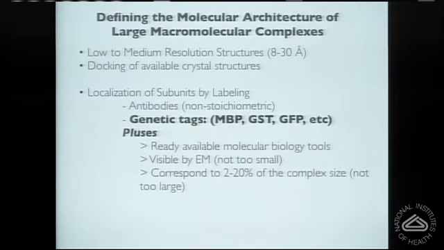But on the other hand, they're also not too large, because you can imagine if I have a 250 kilodalton complex and I want to pinpoint where the position of the domain of a protein within the complex is, I don't want something that I can see very readily, but is the size of the whole complex. So these tags are typically the right size. They're typically between 2 and 20% of the size of the complexes that we investigate.